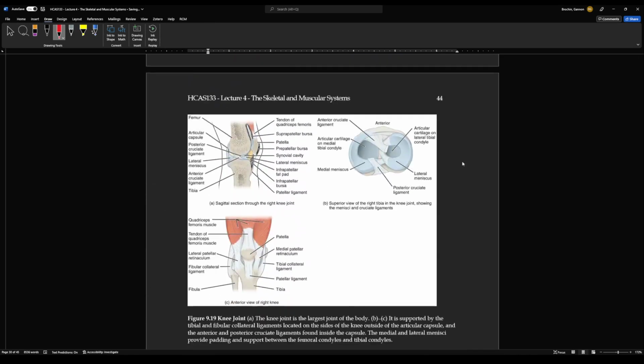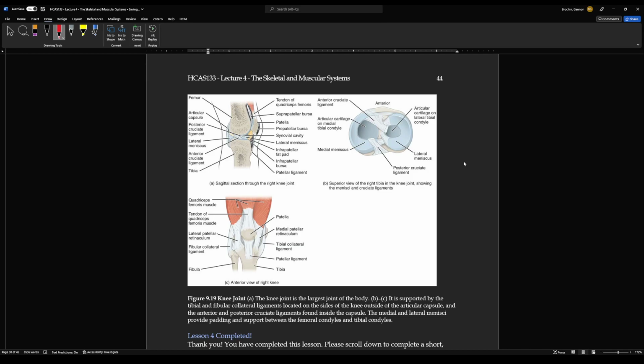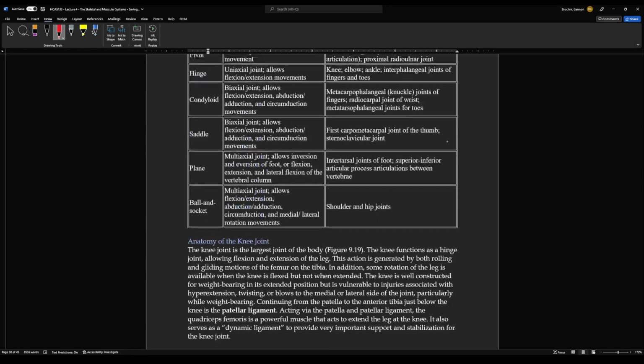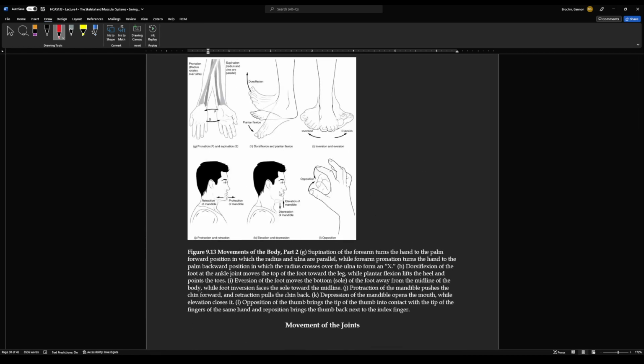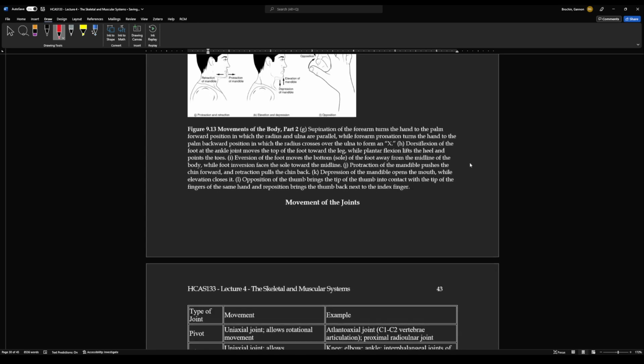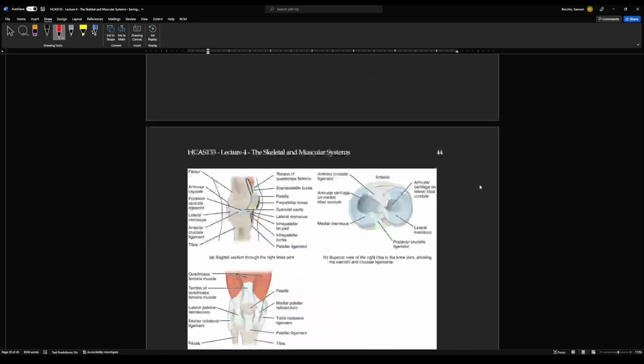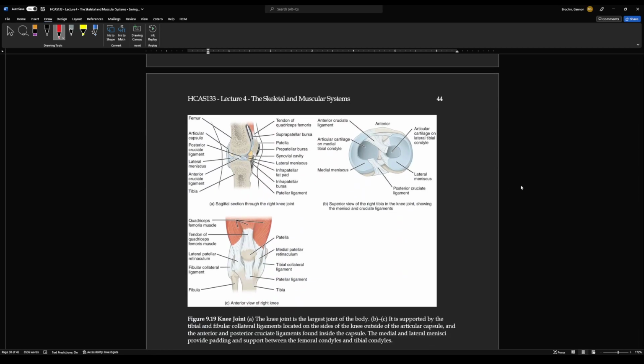So that is essentially everything. You'll see some other diagrams that are left, some further descriptions of joints, a couple other actions that aren't all that important for our purposes, as well as this great diagram of the knee that shows a lot of these different important features of the knee joint.